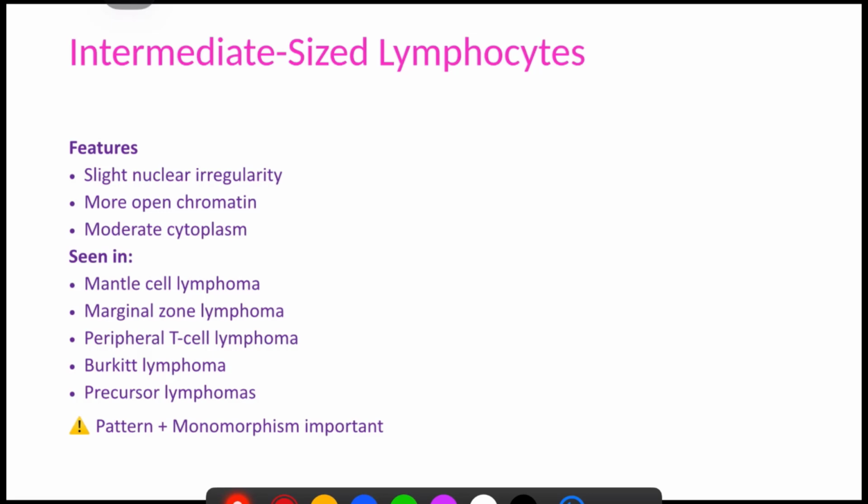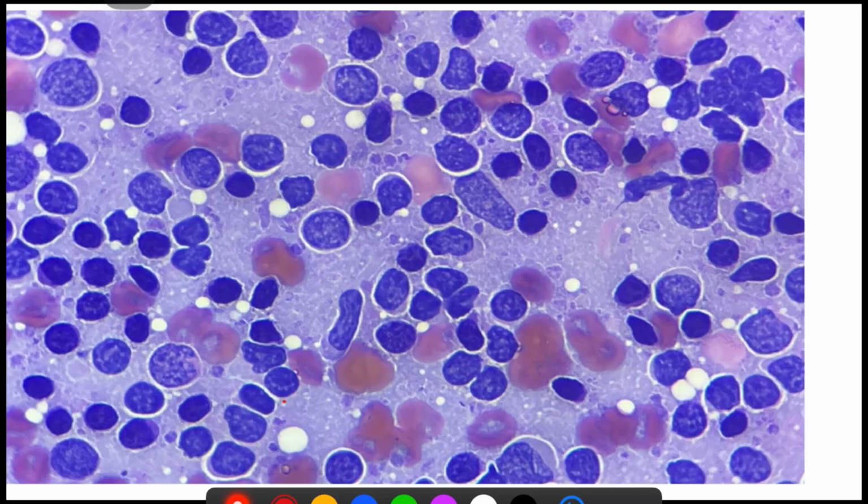Now intermediate size lymphocytes, or you can say centrocytes mainly and a few centroblasts. They have nuclear irregularity because of cleaved nuclei, more open chromatin, moderate cytoplasm, and are mainly seen in mantle cell lymphoma, marginal zone lymphoma, peripheral T cell lymphoma, Burkitt's, and precursor lymphomas. So you have to see pattern as well as monomorphism because it is important for lymphoma diagnosis.